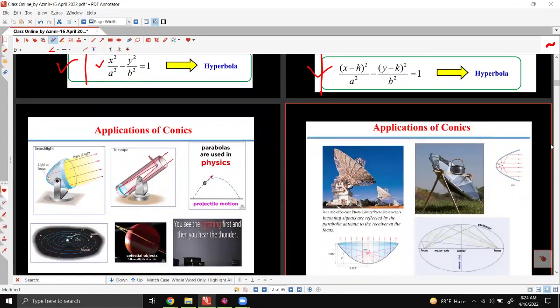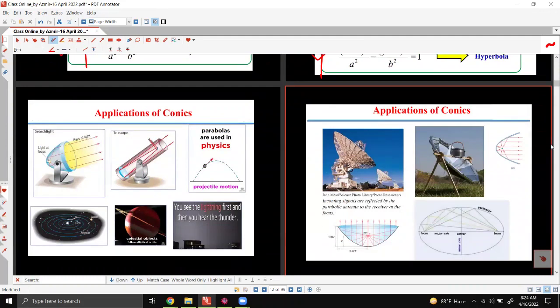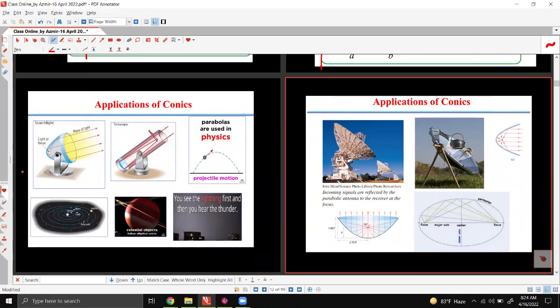The applications of conics can be seen in science and engineering. Let's say we can see some figures here. These are real life applications. For a telescope, we have a paraboloid shape. The glass that is used here is like a parabola. Similarly, the orbits of the planets are also elliptical. These are the applications of conic sections.